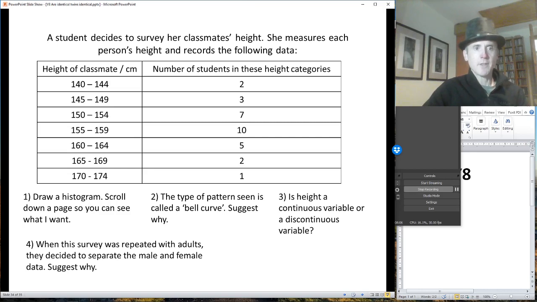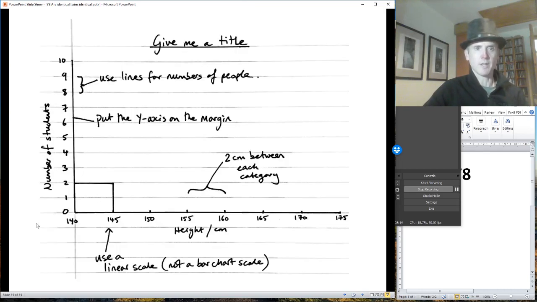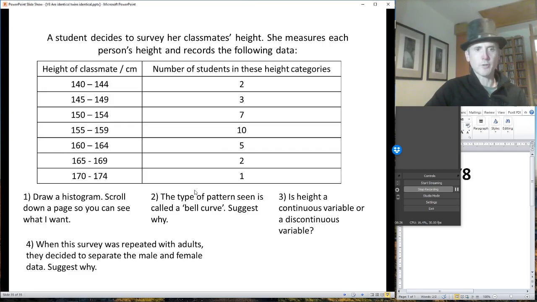Then I want you to make a histogram of these data. It says draw histogram, scroll down a page so you can see what I want, and that's what I want. So put a title down, use the margin for the y-axis, use the lines for the numbers, do 2 centimeters between the height categories. Again, you can read through that and then have a go at the questions.